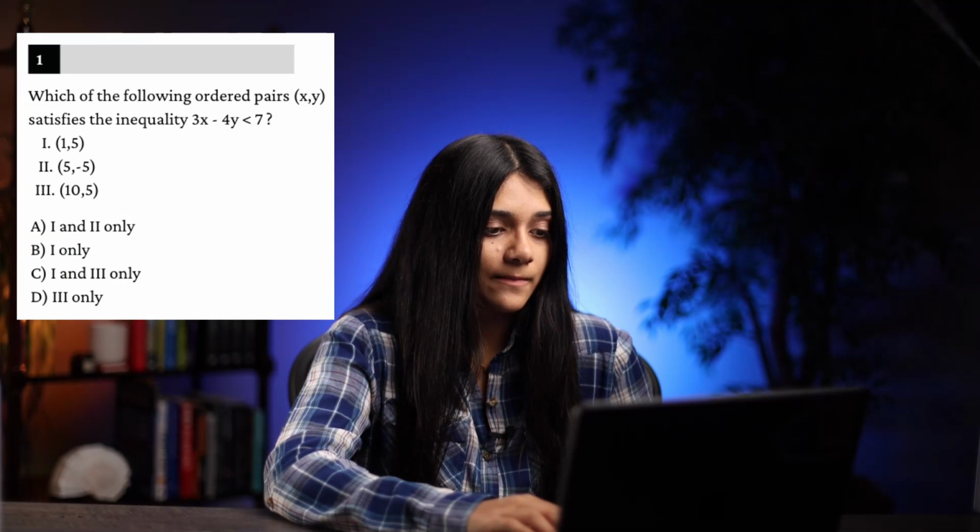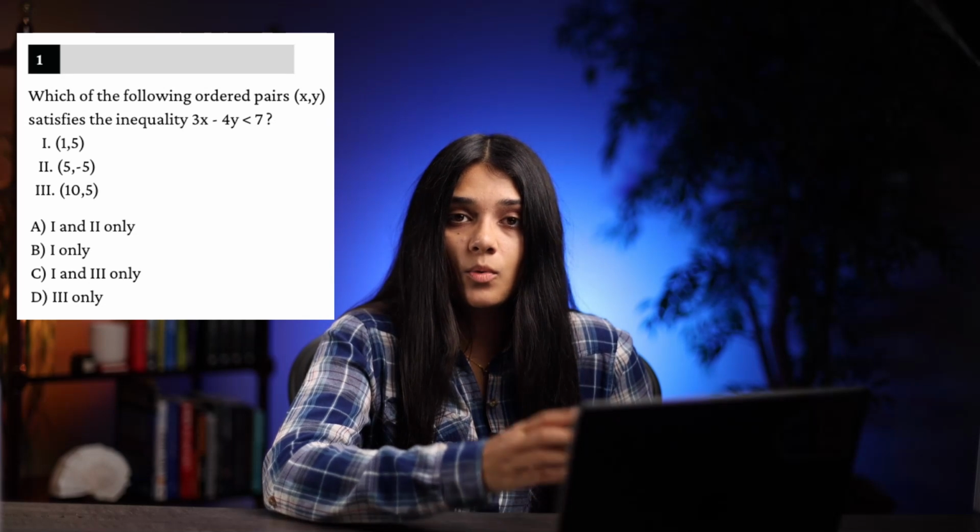(5, -5) does not lie in the shaded region, so it does not satisfy the inequality. Same goes for (10, 5), that does not lie in the shaded region, so that means it does not satisfy that inequality. So therefore, the answer is B, 1 only, which is the point (1, 5).